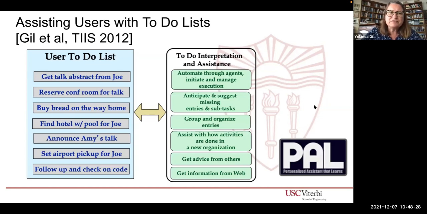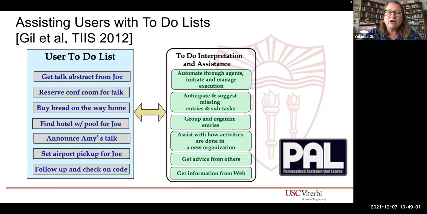Our work was motivated by assisting people with to-do lists, and we realized very quickly that this could not be done without common sense knowledge. So this is where I'm taking you back in time. We were funded by DARPA as part of a project called Personalized Assistance That Learned. This was a project to help people in office-like environments by providing assistance. This is the program that gave you Siri. So this is pre-Siri. And we were looking at users' to-do lists and thinking, how could we help them?